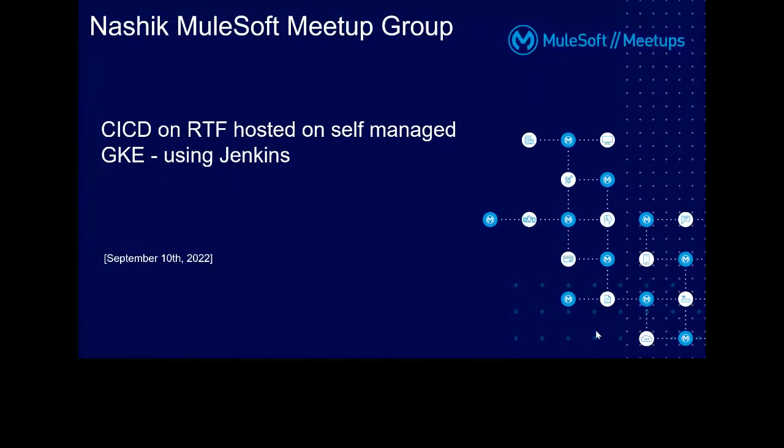And the topic for today's meetup is CI/CD on RTF, which is hosted on the self-managed GKE. GKE is nothing; it's Google Kubernetes Engine, using Jenkins. Siddhima will cover this topic, how you can deploy the application on Runtime Fabric, which is running as a self-managed Kubernetes, and she will definitely use Jenkins and the Maven plugin for doing this particular deployment.